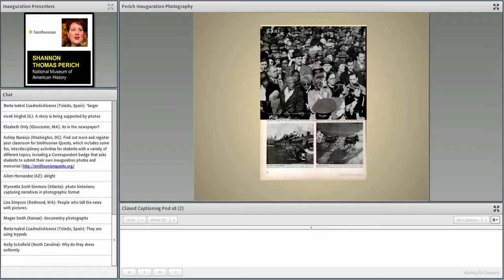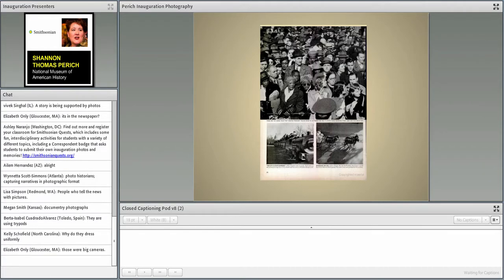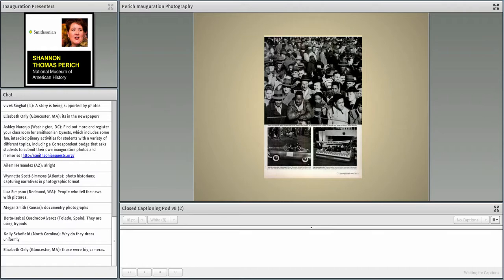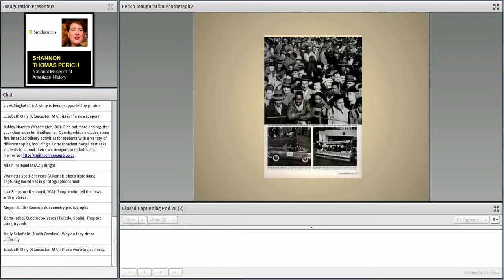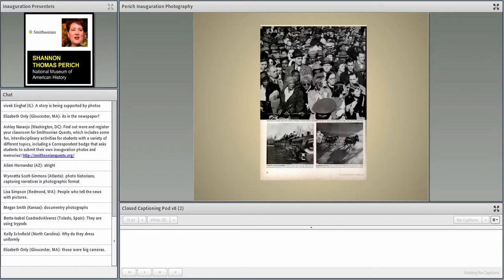Most of my images, I want to tell you, I focused on the swearing-in ceremony so that we didn't get too far afield in the way that we are comparing images. So when we think about those Life photographs, let me just go back one for just a second. As we were looking at those images, actually a couple of questions popped up. Why do they all dress uniformly? was one question from Kelly in North Carolina. Who was they? I think the audiences in a lot of the pictures that we're looking at.